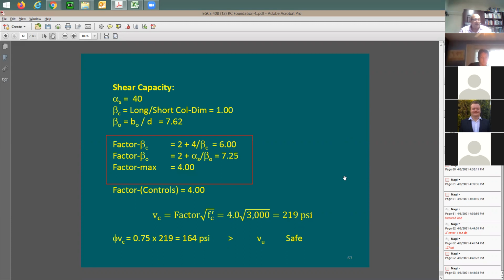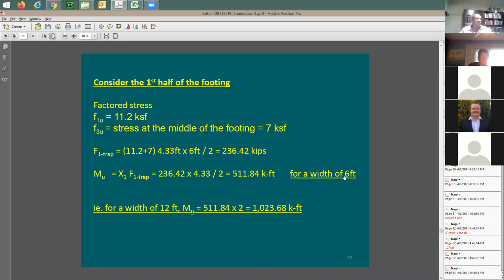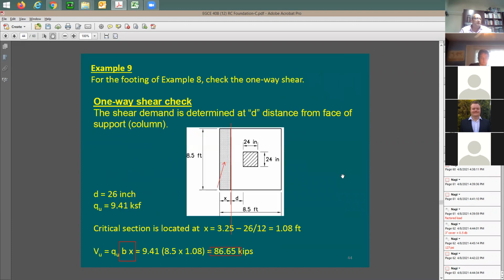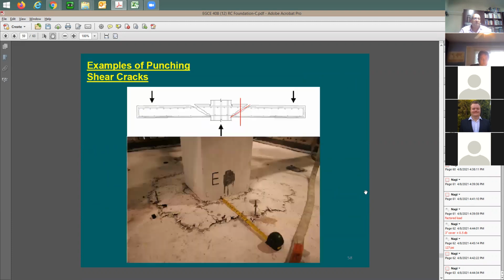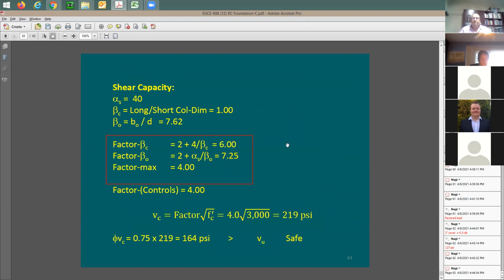Do I have it here in the slide set? Yes, absolutely. It is right here. One-way shear check. We have it right here. This is gonna be the one. And finally, again, doing here the punching check. This is a complete footing design that you need to do at least 2-3 times, because you're gonna see it in the midterm, and also you're gonna see it in your final.